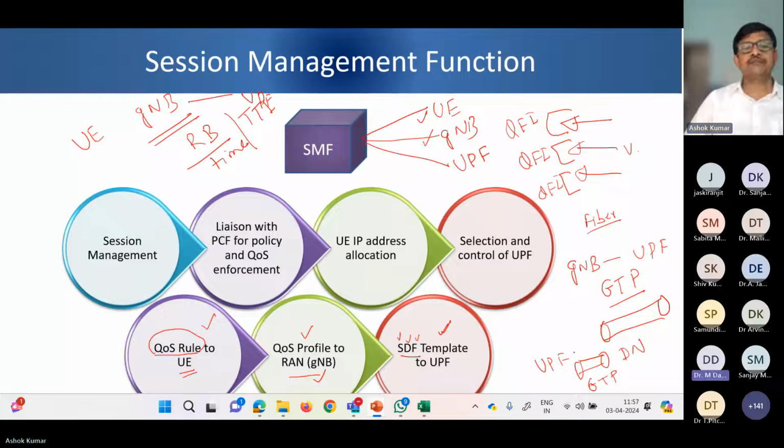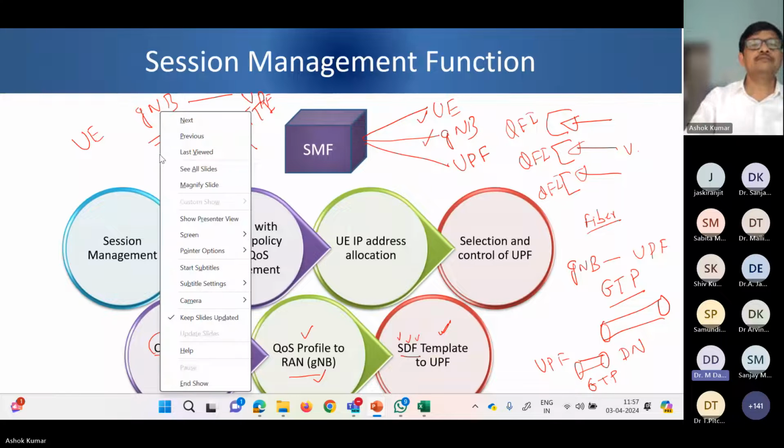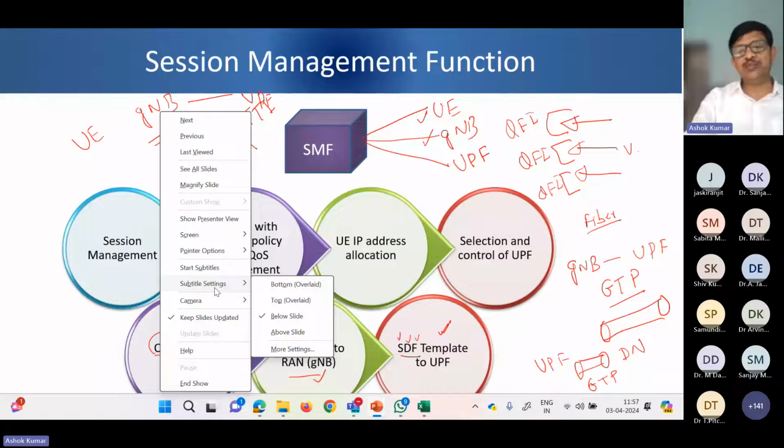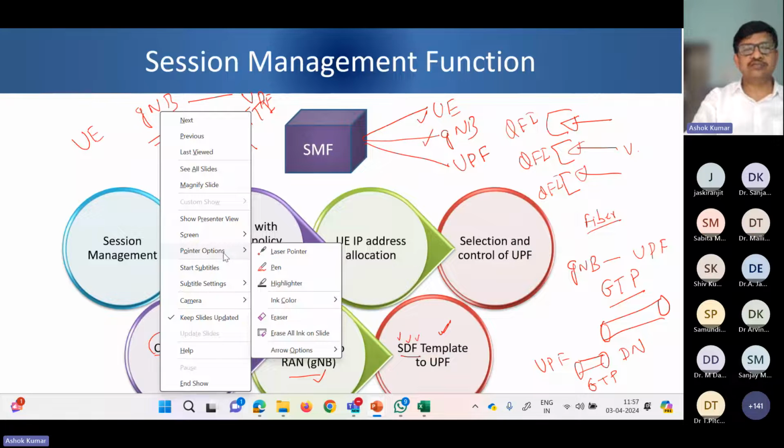So on these, how much resources are being allocated is the question, right? Between UE and gNodeB and gNodeB to UPF, gNodeB takes care of allocation and deallocation. From UPF to DN, UPF will take care. Okay, sir. Thank you, sir. And of course, the control is with SMF also.